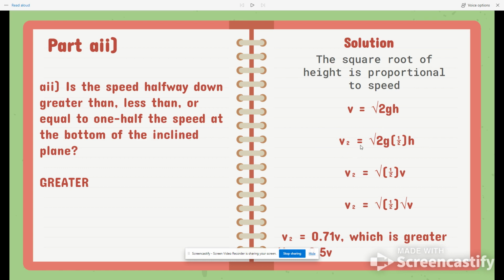So now solving for v2, the new speed at 1/2 the height, we can plug this in, so we get v2 equals the square root of 2g times 1/2 h. We previously determined that v is equal to the square root of 2gh, so v2 is equal to the square root of 1/2 times v. This can be written as v2 equals the square root of 1/2 multiplied by the square root of v, and solving this will give us v2 equals 0.71 v, which is greater than half the speed, 0.5 v. So the answer to this question is greater.